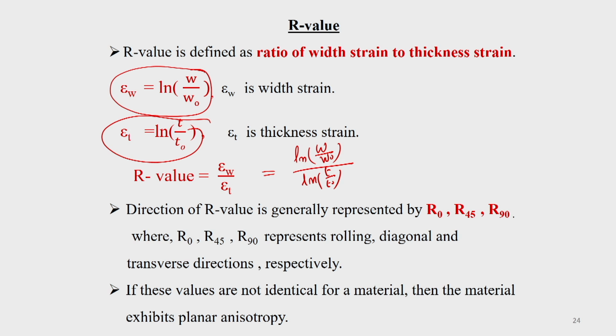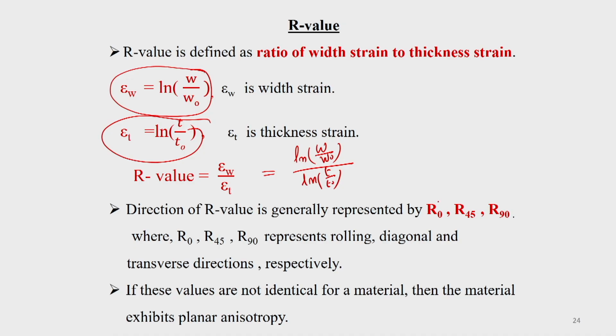As I said, maybe you are cutting the sample along the direction of rolling, another you are cutting transverse to the direction of rolling, and another you are cutting a sample which is equally inclined to both the length and the width direction. In those cases, your properties will be different.